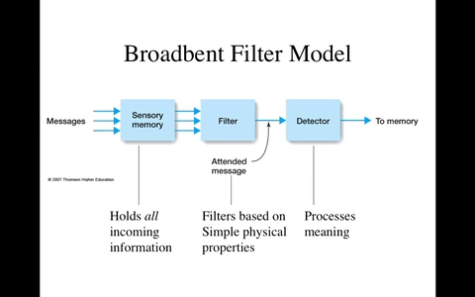And this brings us to the broadband filter model, which is an early filtering model of attention. The idea is that messages come into sensory memory, and then this filter filters out the information on the basis of simple physical properties. In the auditory domain, it could be things like pitch or location. So an important point is sensory memory takes in a huge amount of information and then gets filtered and reduced to a smaller amount, and only that smaller amount ends up getting processed by the detector, which is what processes meaning.